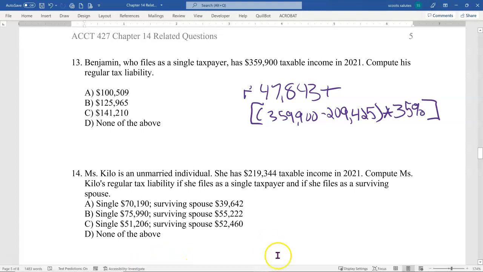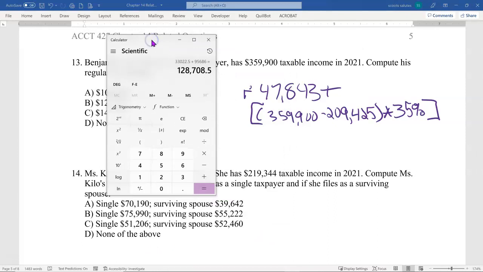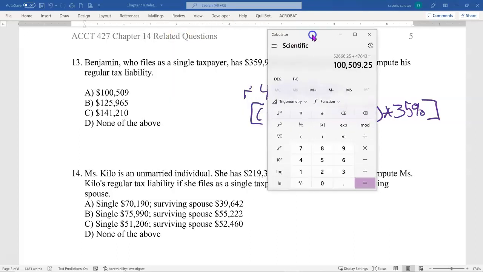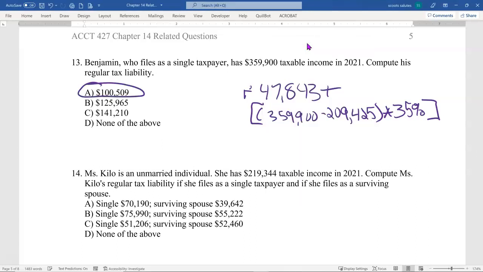So let's pull up our calculator. $359,900 minus $209,425 multiplied by 35%. We're going to add to that $47,843. So we come up with $100,509.25. So again, if we only use the whole dollars, that's $100,509.